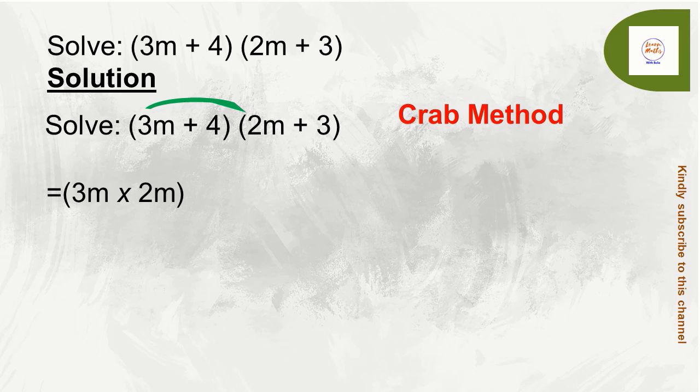Then the next one is to use that same 3m to multiply the other part of the bracket, which is 3. So we are going to have 3. Don't forget the sign. Always remember to check the sign. So you are going to have plus, because addition is what the two numbers carry, plus 3m times 3. Then we have 4 now.